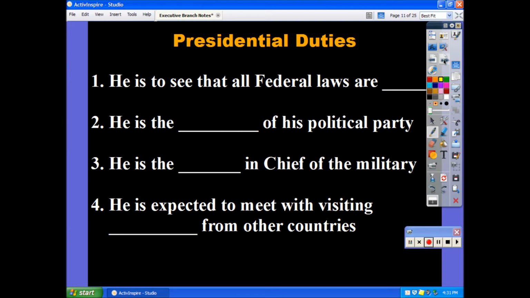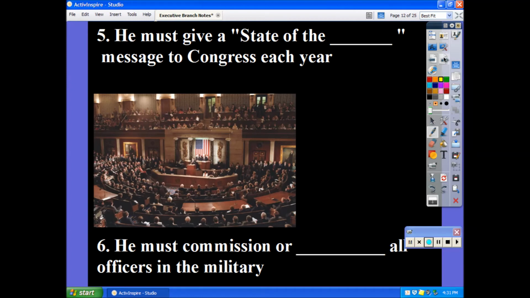He's also the leader of his political party. He's the commander-in-chief of the U.S. military. That means he's basically the head general. At the same time, he's not a general that is appointed. He's one that is elected, so he's more responsive and responsible to the people of the United States than a typical military person is. He's also expected to meet with visiting dignitaries or leaders from other countries and to sit down with them and basically to have a nice smile, shake hands, and chatting session, welcoming them to the country. Sometimes, obviously, those meetings go a little bit longer than just simply sitting down and shaking hands.